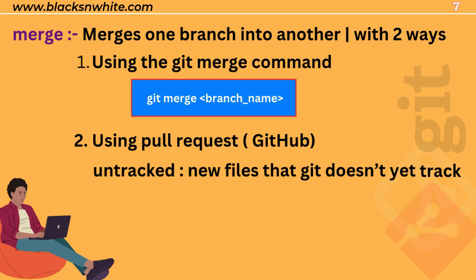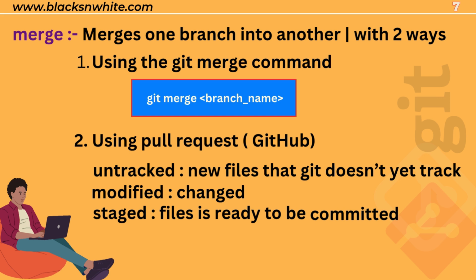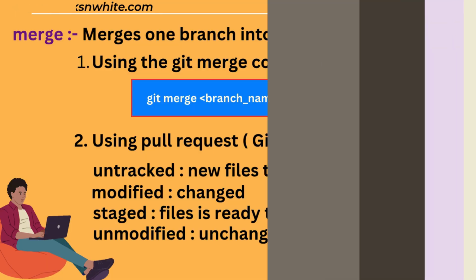Untracked, these are new files that Git isn't yet tracking. Modified, an existing file that has been changed. Staged, a file that has been marked to be included in the next commit. Unmodified, a file that has not been changed since the last commit.